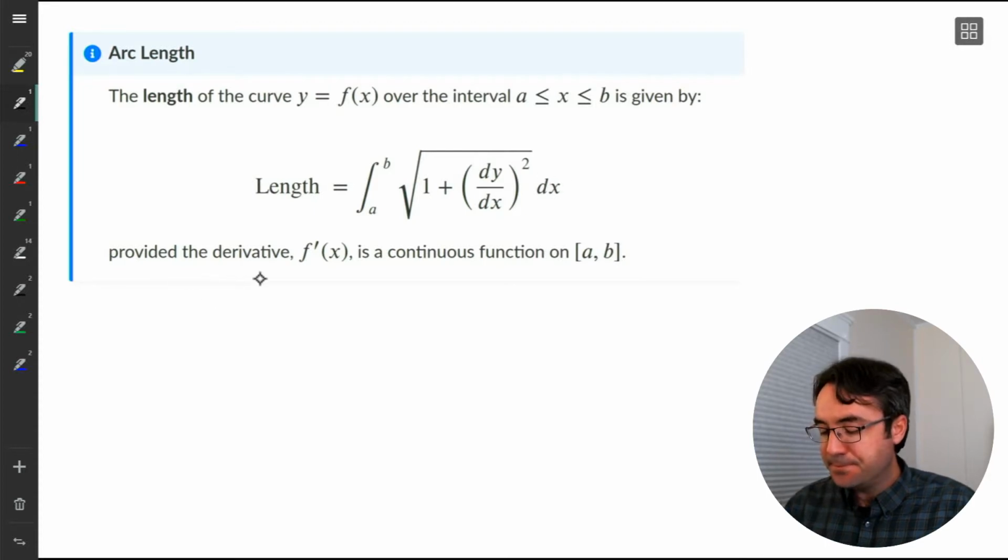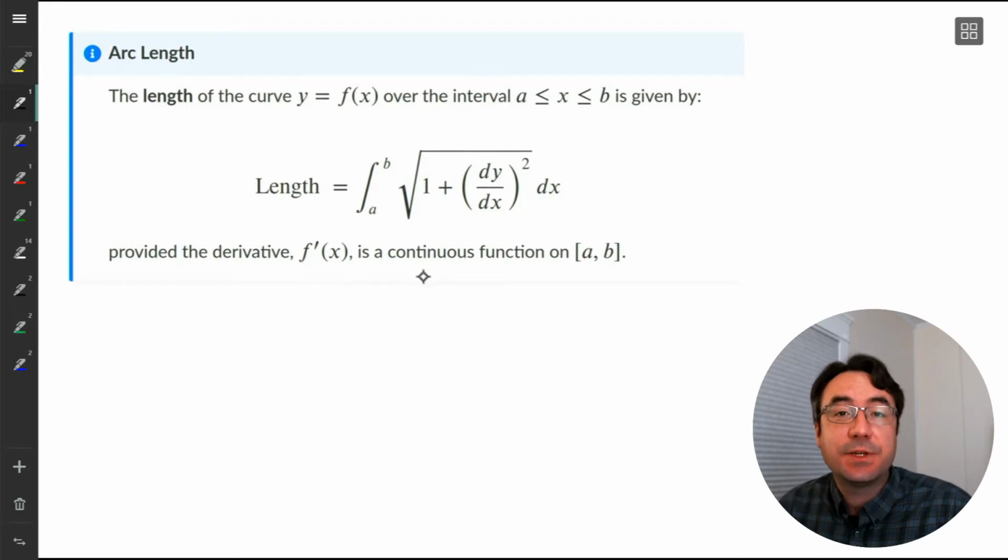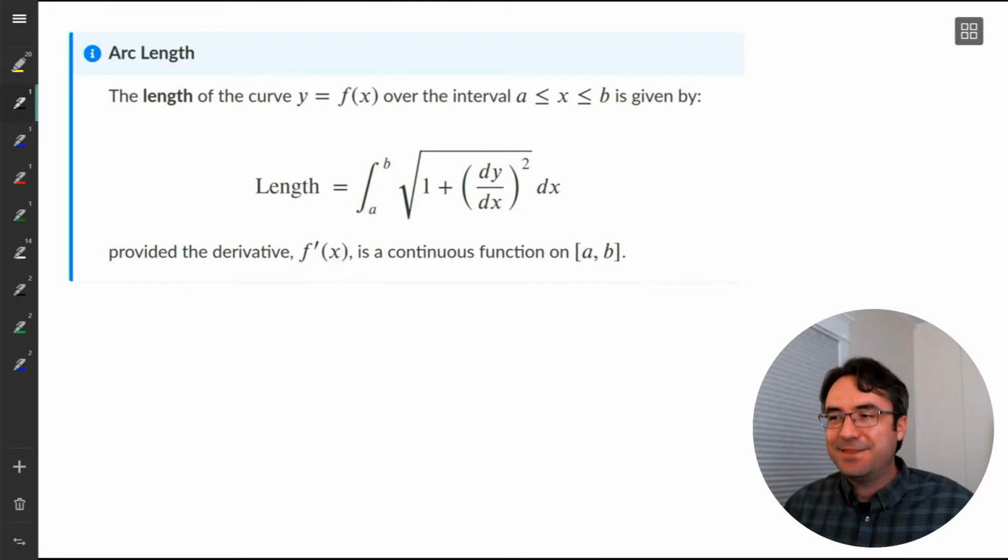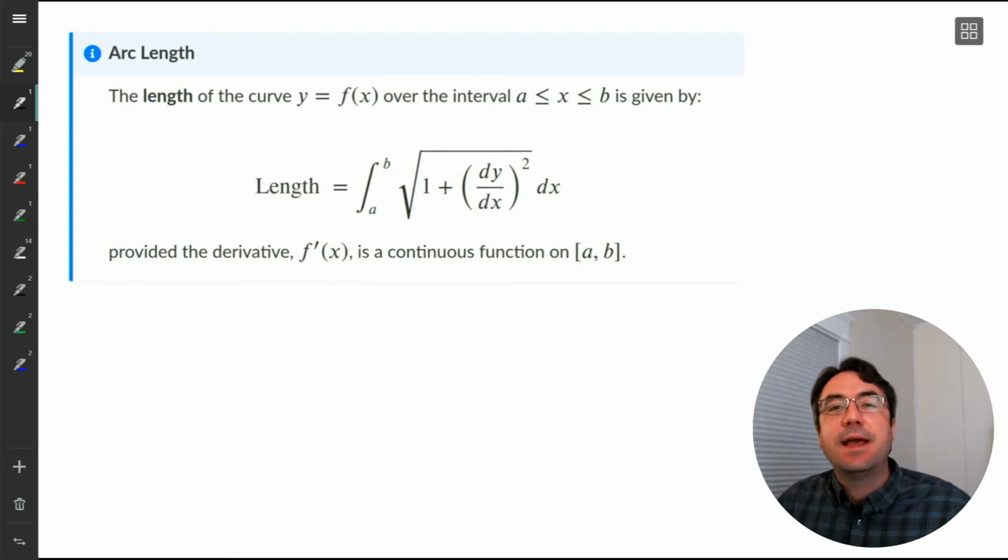Now there is one extra condition here. We need this derivative, f prime or dy/dx, whatever we want to call it, to be a continuous function on this interval from a to b. Normally, if we're going to run into issues with this, what happens is we differentiate and we get a fraction, and then we have potentially division by 0. Normally that's where we see this.